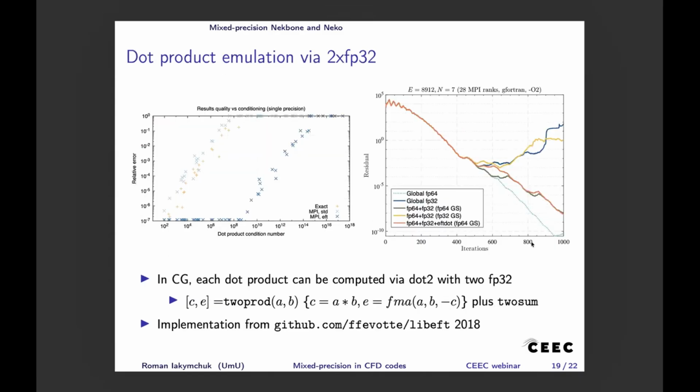And the next step we try to do is, since we have computations in single precision, we then have to cast data to double precision.